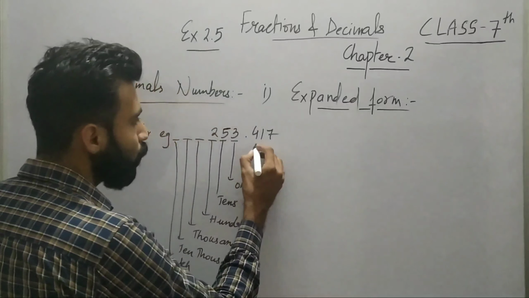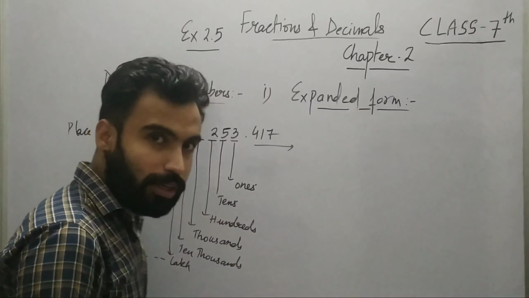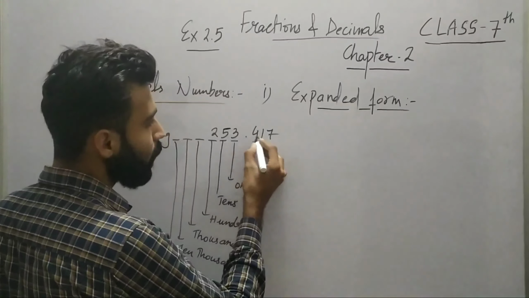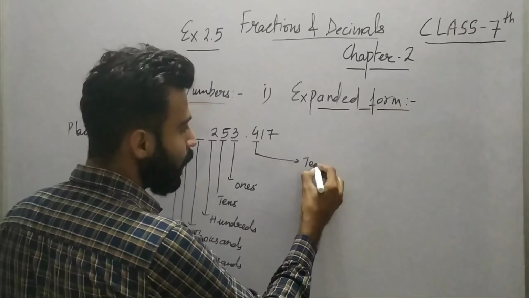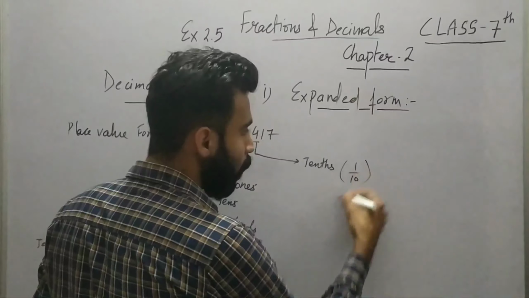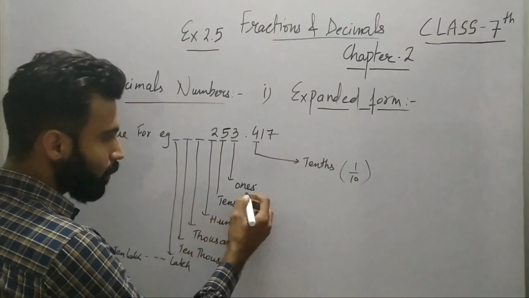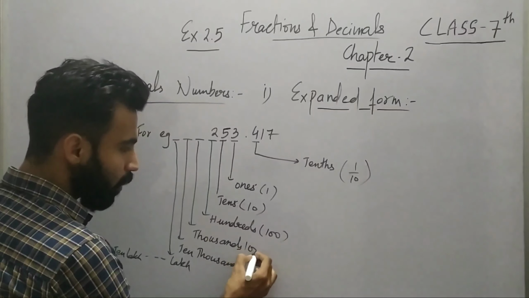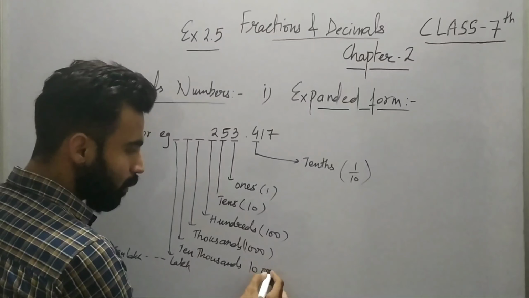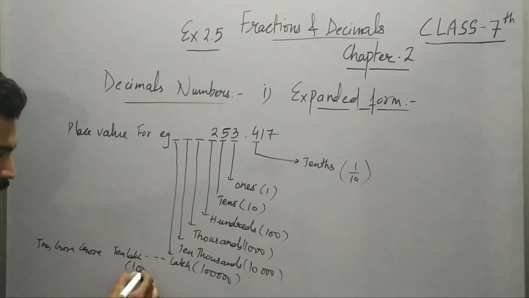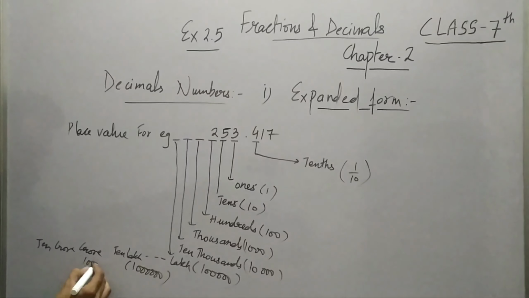So now I'm going to move to the right hand side of the decimal, right? So the place value of the first digit just after the decimal is tenths. So tenths, and it can be written as 1 upon 10, right? If I place these values, it can be 1, 10, 100, 1000, then 10,000, then lakh, you all know 5 zeros, then 10 lakh means 6 zeros, then crore means 7 zeros, and so on, right?